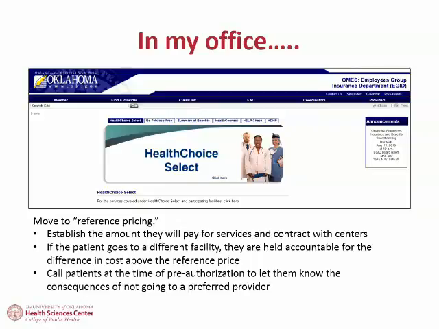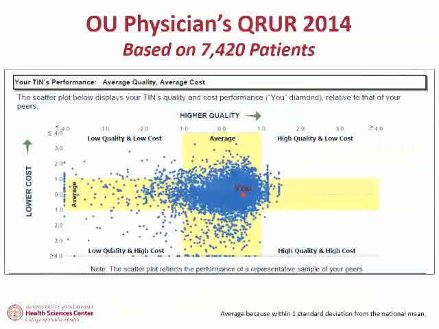And they call the patients and tell them that. They tell them, you know, you can go where the doctor sends you, but it's free if you go over here. No out-of-pocket cost. So this is what one of the report cards look like. And again, this is real now. So every blue dot on here is a physician practice in the United States that has more than 10 doctors. The red dot is OU physicians.